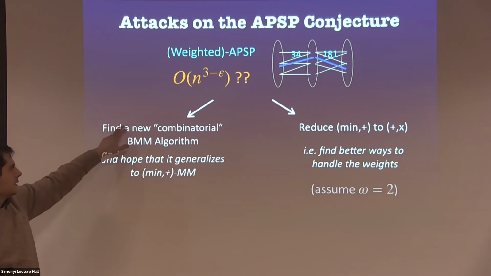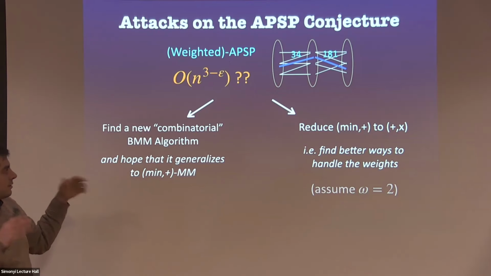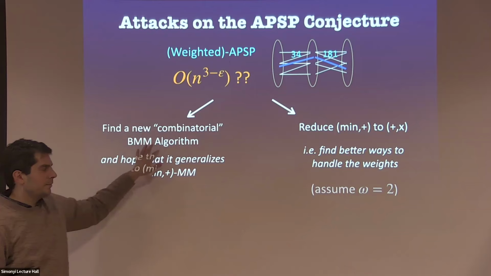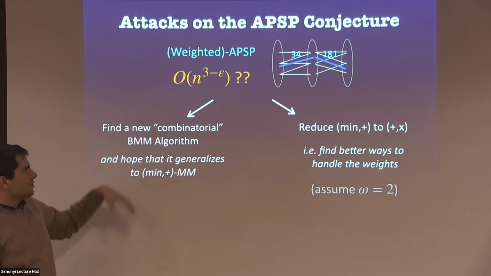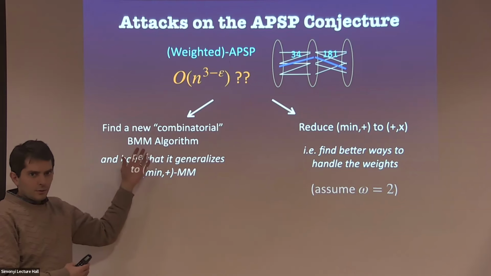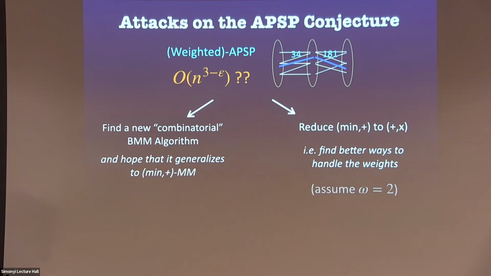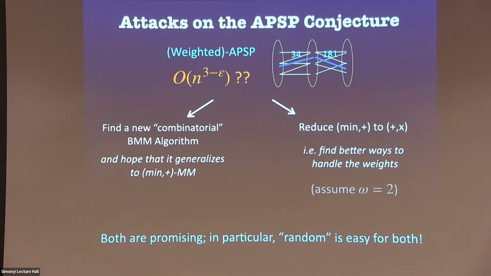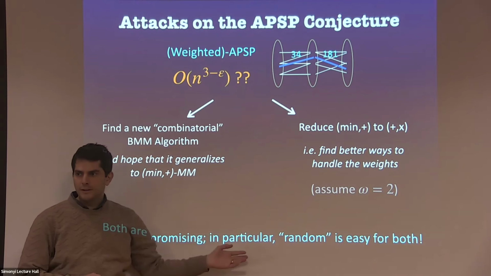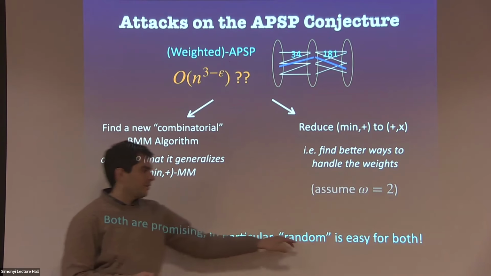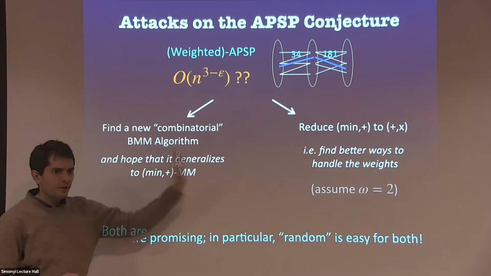And it's described under this search for a combinatorial algorithm for BMM. The point is, you're just trying to find a new algorithm for the unweighted case and hope that it would generalize to min-plus. So there are these two directions, and I think both are promising. In particular, if you think about the random case, then for both of them, it's easy.